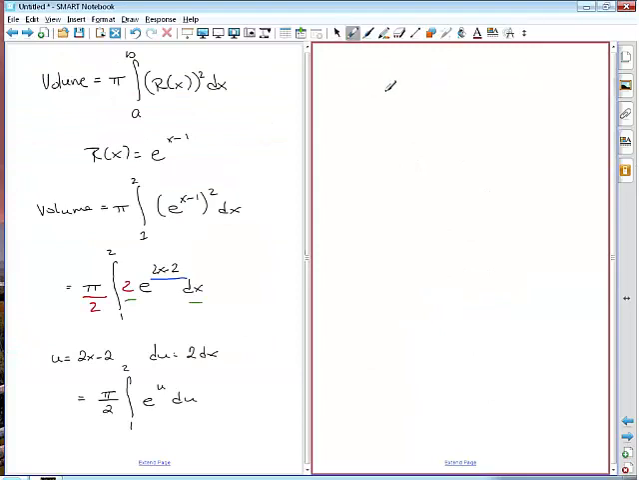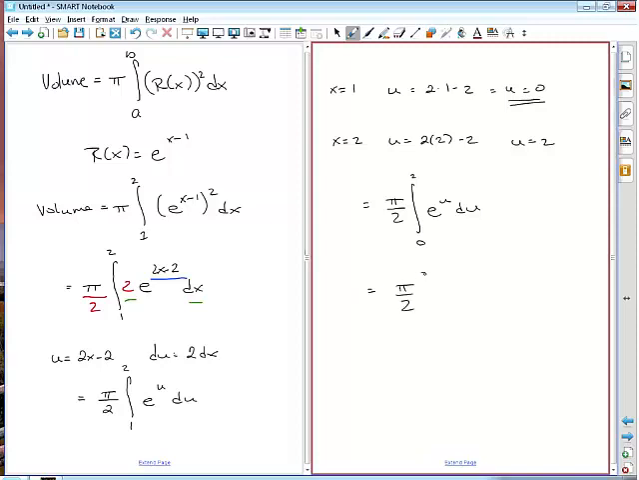And if we wanted to redefine the limits, when x equals 1, u is equal to 2 times 1 minus 2, so u is equal to 0. So that would be our lower limit. And if you go to x equals 2, u is equal to 2 times 2 minus 2, which is u equal to 2. So we could rewrite that as pi over 2 times the integral from u equals 0 to 2 of e to the u du.